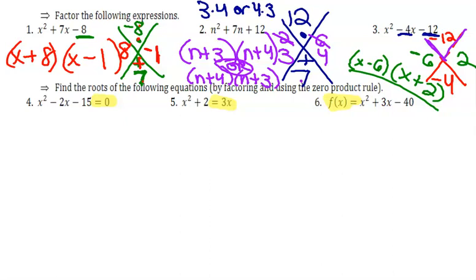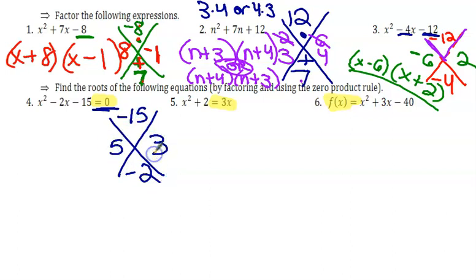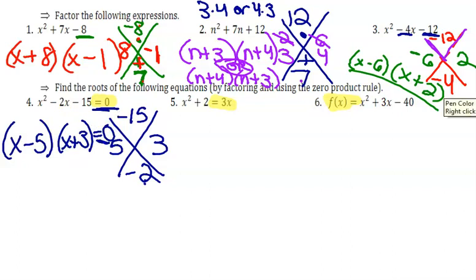So number 4, it's already equal to 0, so we are ready to go with our x. I have negative 15 and negative 2. They're both negative, so one of your factors is negative. Let's try 5 and 3. Which one gets a negative 2? The negative 5. So I have x minus 5 and x plus 3 equals 0. Then I need to solve.